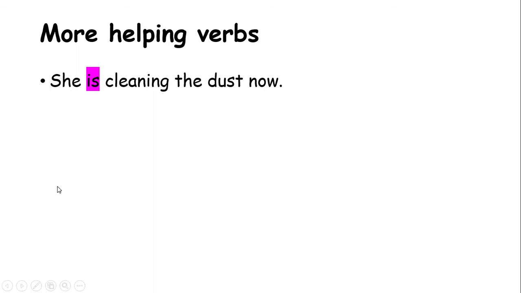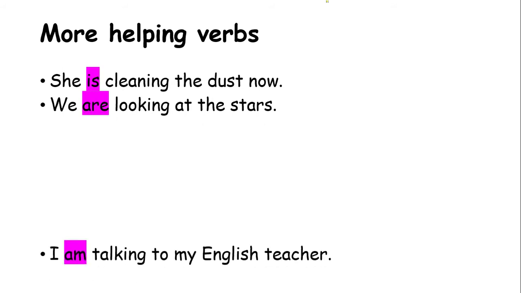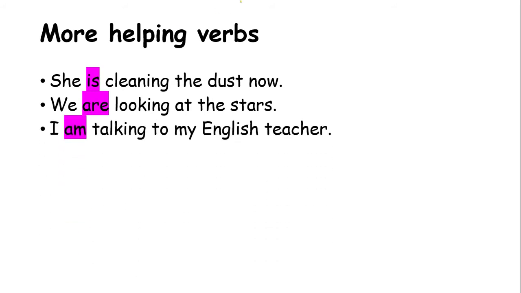Like is: she is cleaning the dust now. Can you see the word now? Yes, it refers to the time of the action, now. We are looking at the stars. If you want to use the helping verbs like is, are, and am in a sentence, you have to add ing to the main verb: cleaning, looking, talking, running, swimming, speaking, listening. So you need to add ing at the end of each main verb.